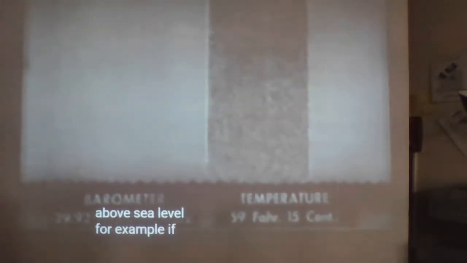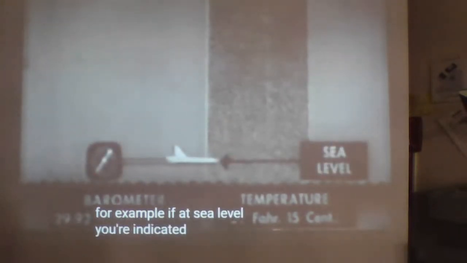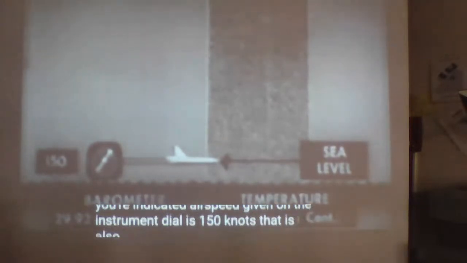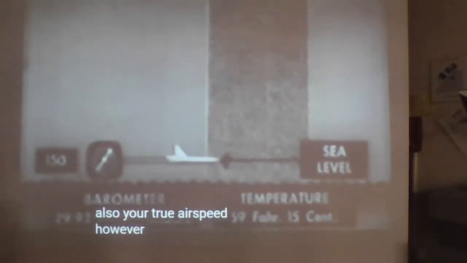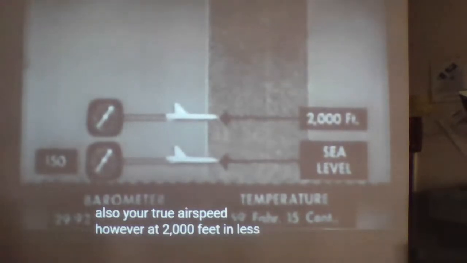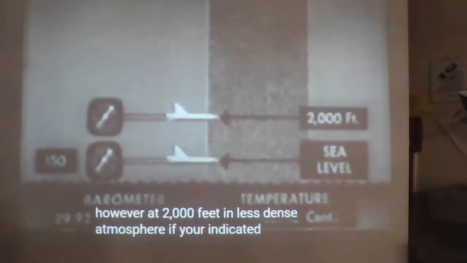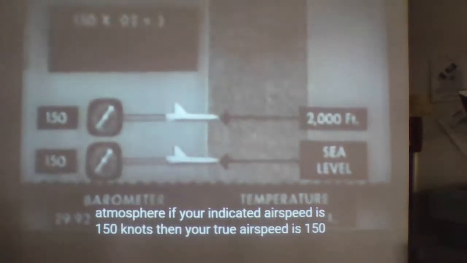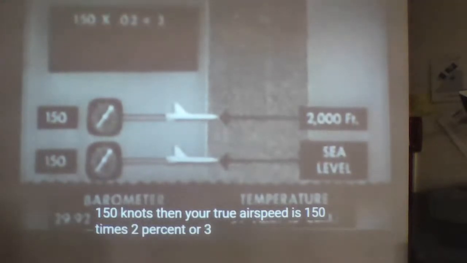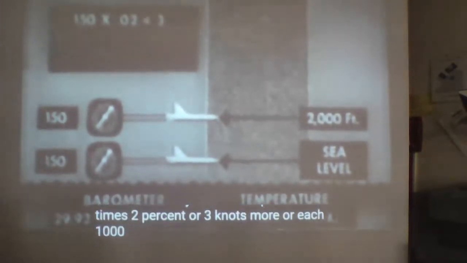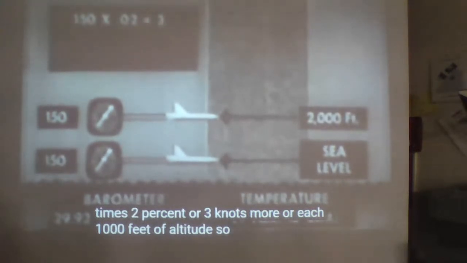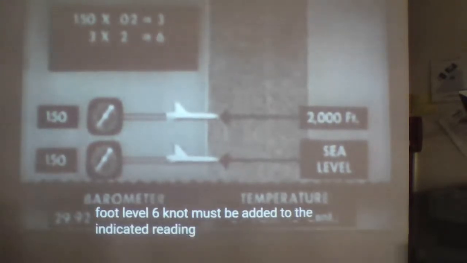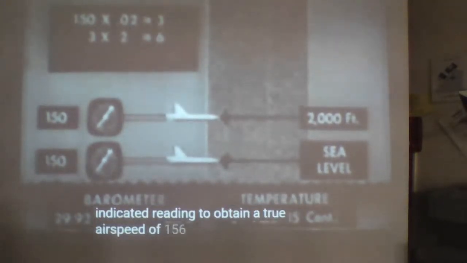For example, if at sea level your indicated airspeed on the instrument dial is 150 knots, that is also your true airspeed. However, at 2,000 feet in less dense atmosphere, if your indicated airspeed is 150 knots, then your true airspeed is 150 times 2%, or 3 knots more for each 1,000 feet of altitude. So at this 2,000 foot level, 6 knots must be added to the indicated reading to obtain a true airspeed of 156 knots.